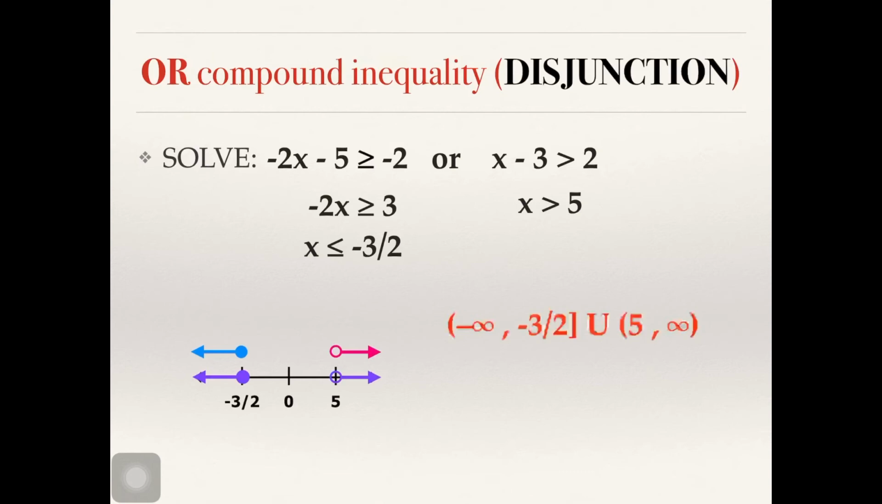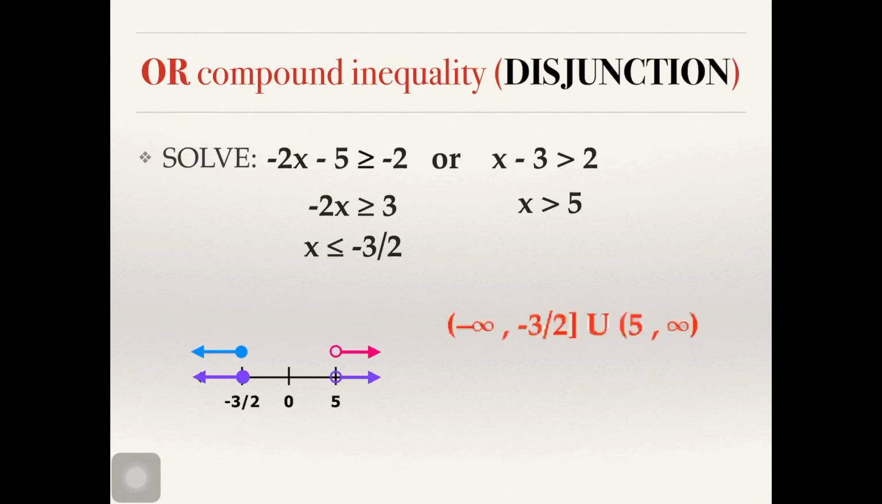So we have negative 3/2. We use a square bracket to indicate that negative 3/2 is included in our solution. And negative infinity indicating that all numbers less than negative 3/2 are also included. Union with 5, we use an open parenthesis to indicate that 5 is not included in our solution. And positive infinity, which means all numbers greater than 5 are included in our solution.